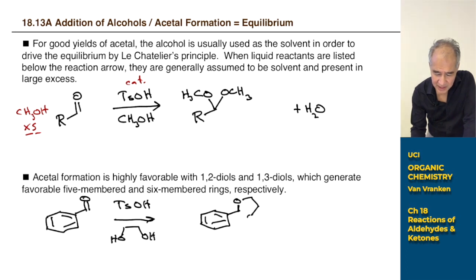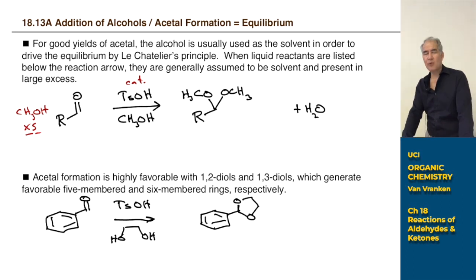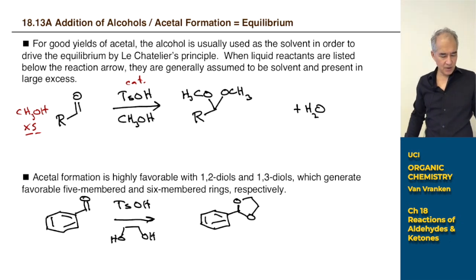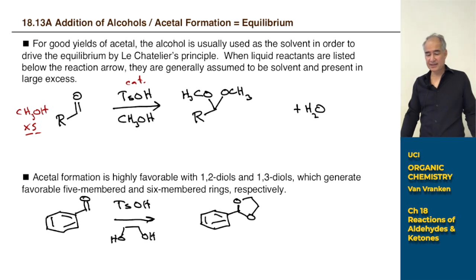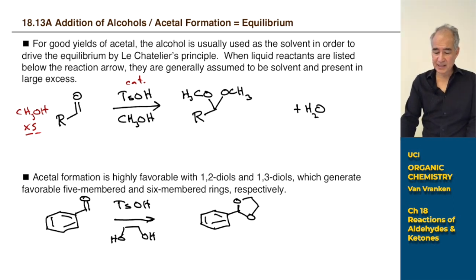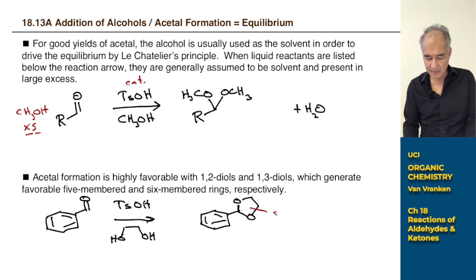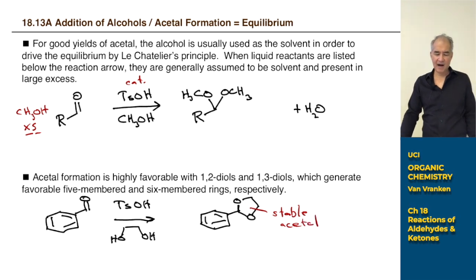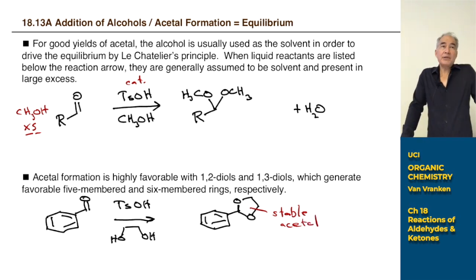It's much more stable than an acyclic acetal with 2 methoxy groups. So 1,2-diols generate stable 5-membered ring acetals, and 1,3-diols generate stable 6-membered ring acetals. And so that ring makes this a much more stable acetal, having that 5 or 6-membered ring there.